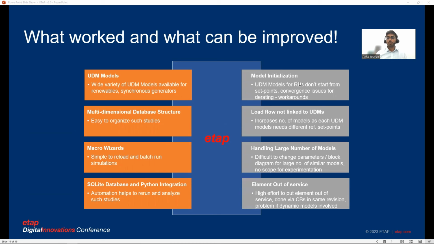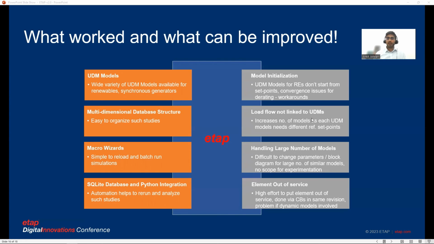We faced some issues with the model initialization, especially for renewables. In the case when we had to derate them, this was because they did not start more or less from their reference set point, which led to some convergence issues. We, however, were able to sort it out with some workarounds.